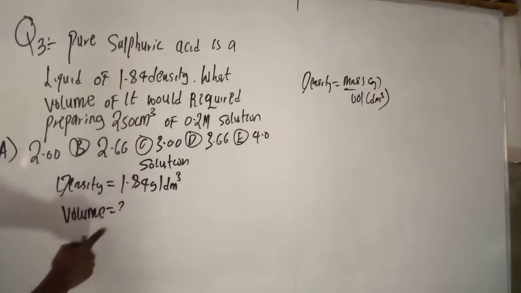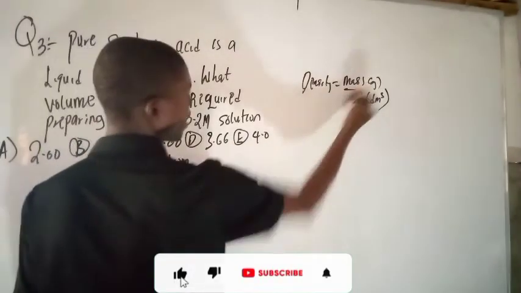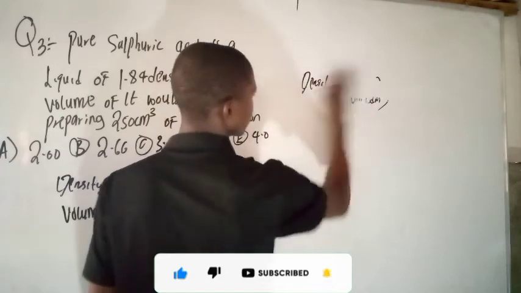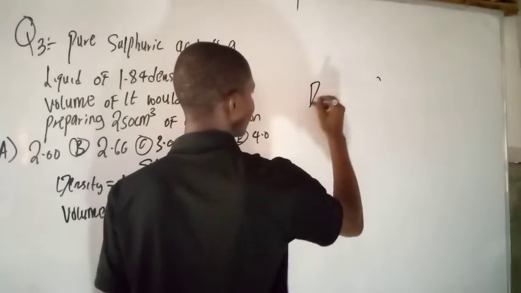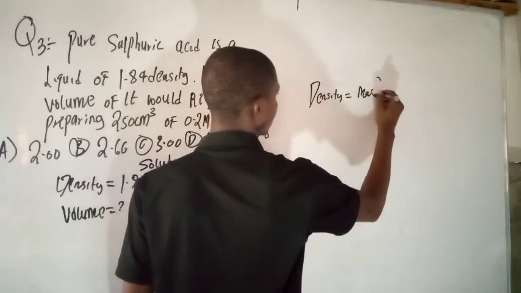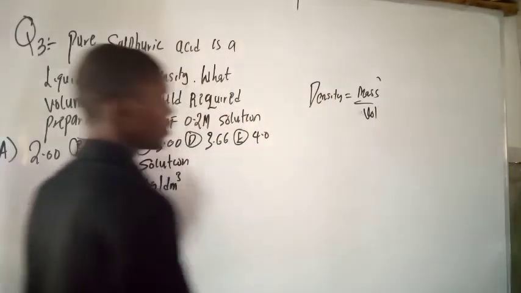Do you get that? They're asking about the volume here. Remember, before you can actually calculate the volume, you must know the mass, right? So the volume here is going to be what? If you make volume the subject of the formula, density equals mass over volume, right?